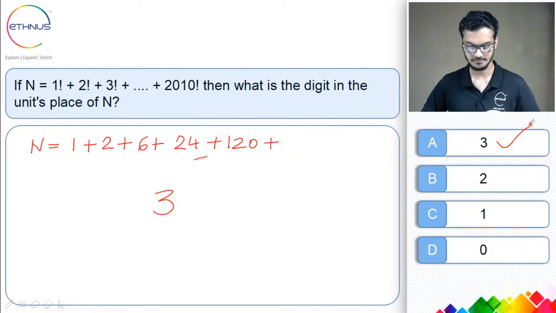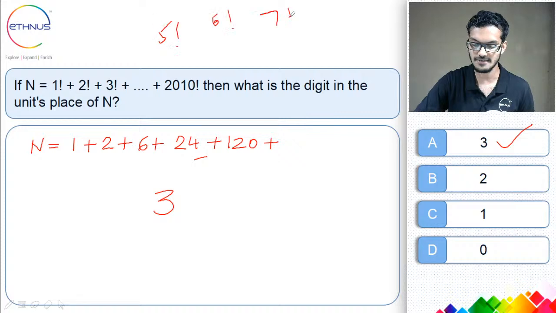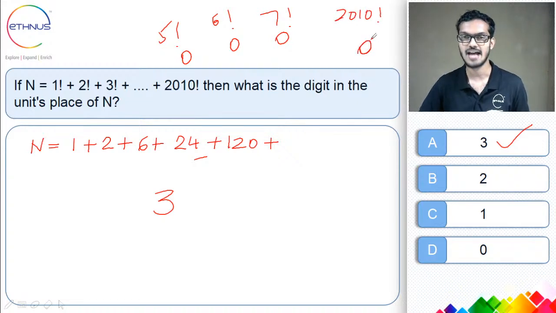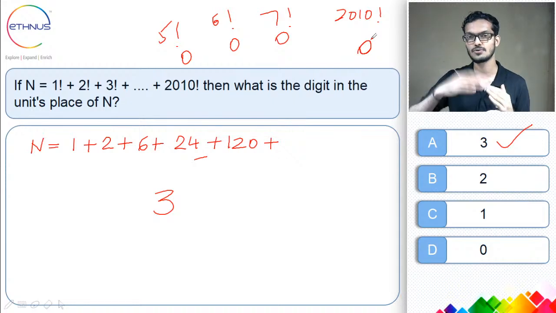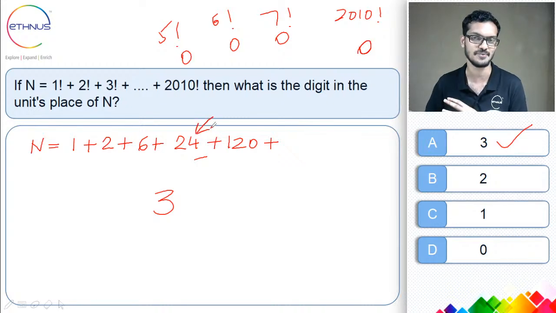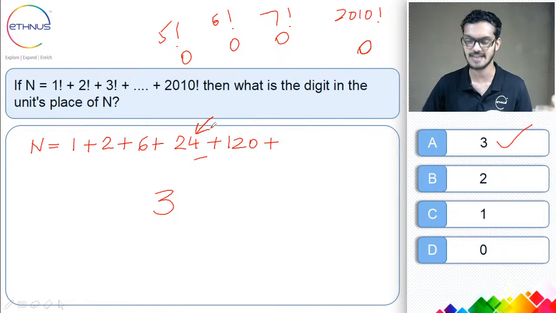See here, after 5 factorial, what happens is, after 5 factorial, 6 factorial, 7 factorial, all the unit digits will be 0. It goes on. Even 2010 factorial also, unit digit will be 0. And when you are finding the unit digit, you just have to add the unit digit of all the numbers, right? So till 4 factorial, you have a number in the unit digit. After that, you don't have. So that's why you will be adding only till 4 factorial, not more than that. Okay, that is the technique.